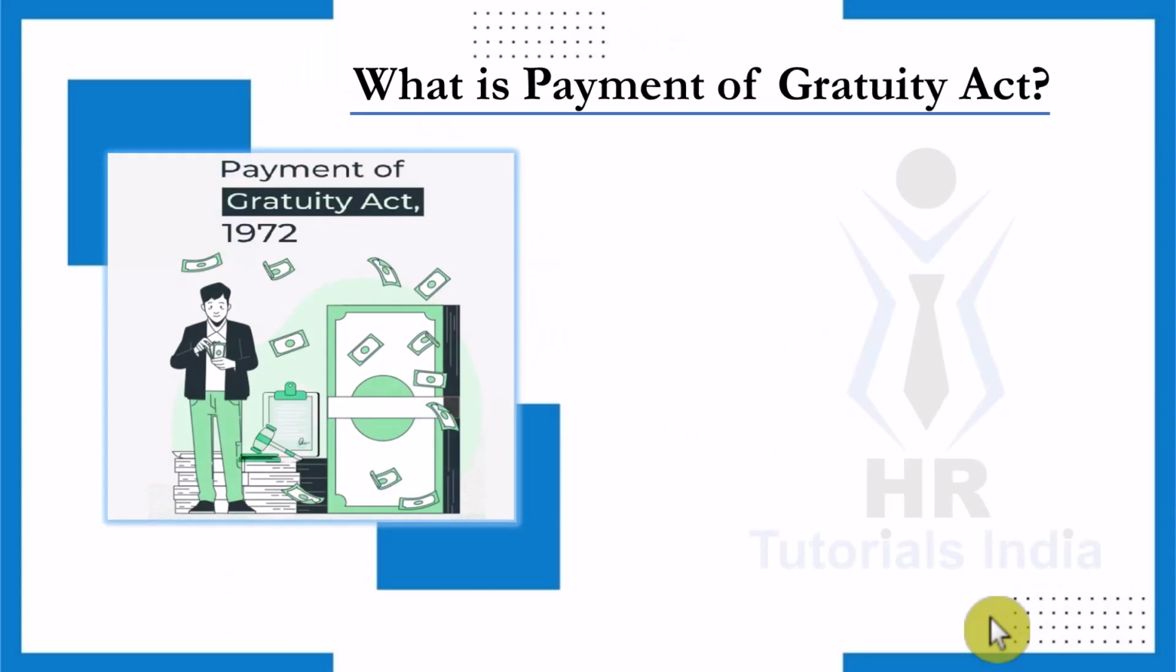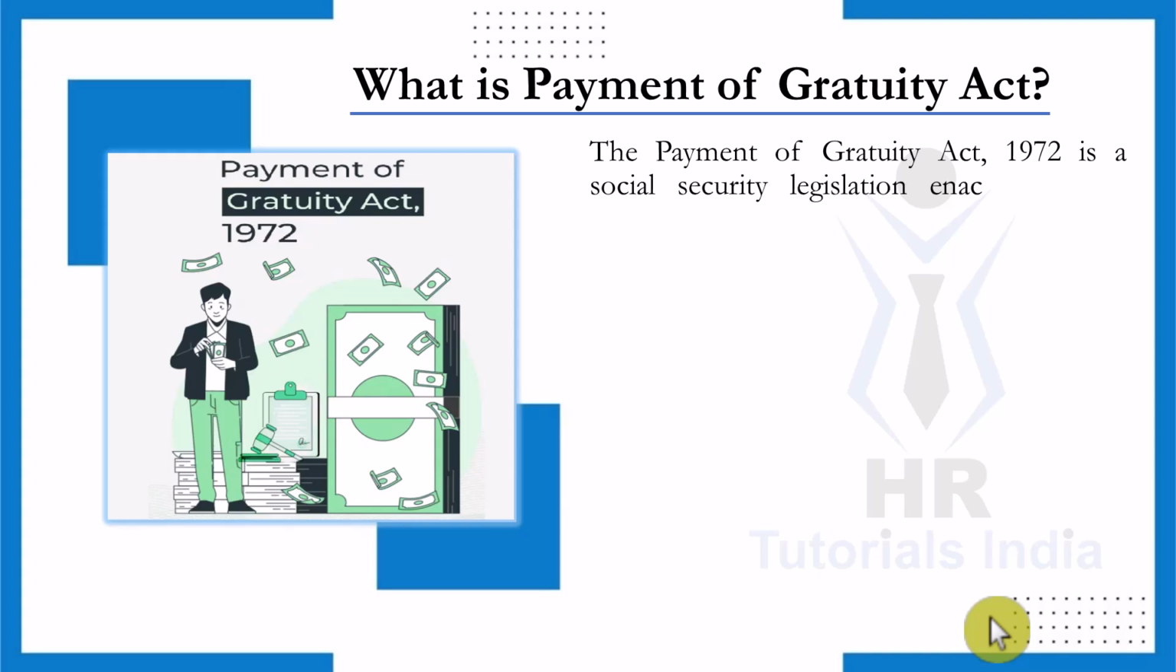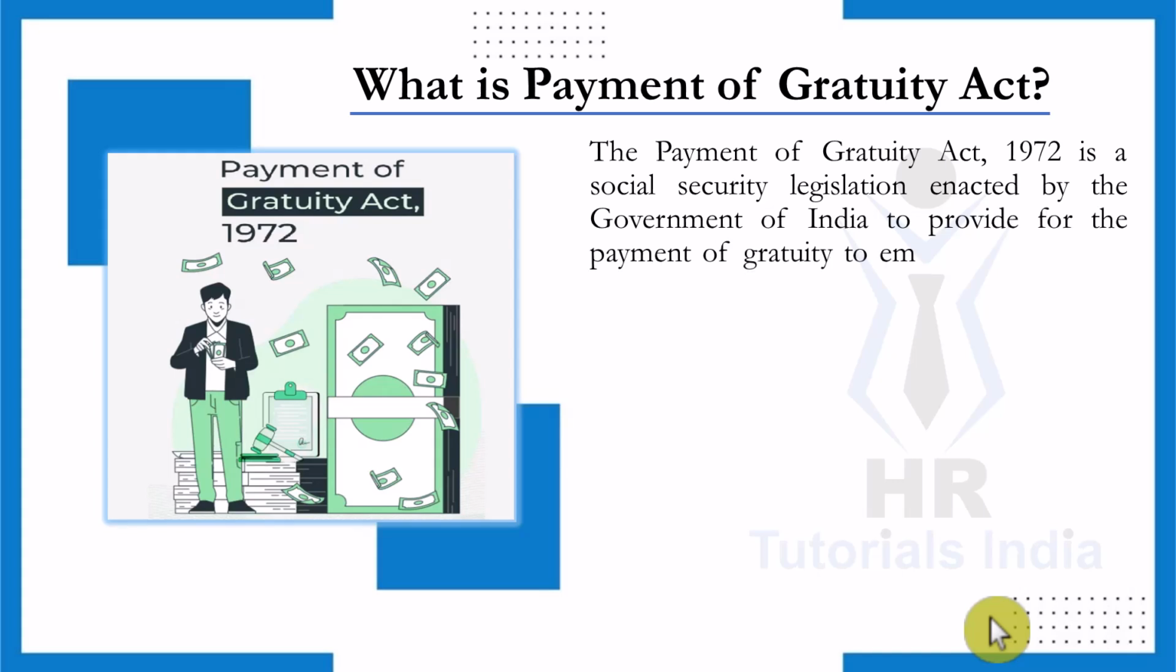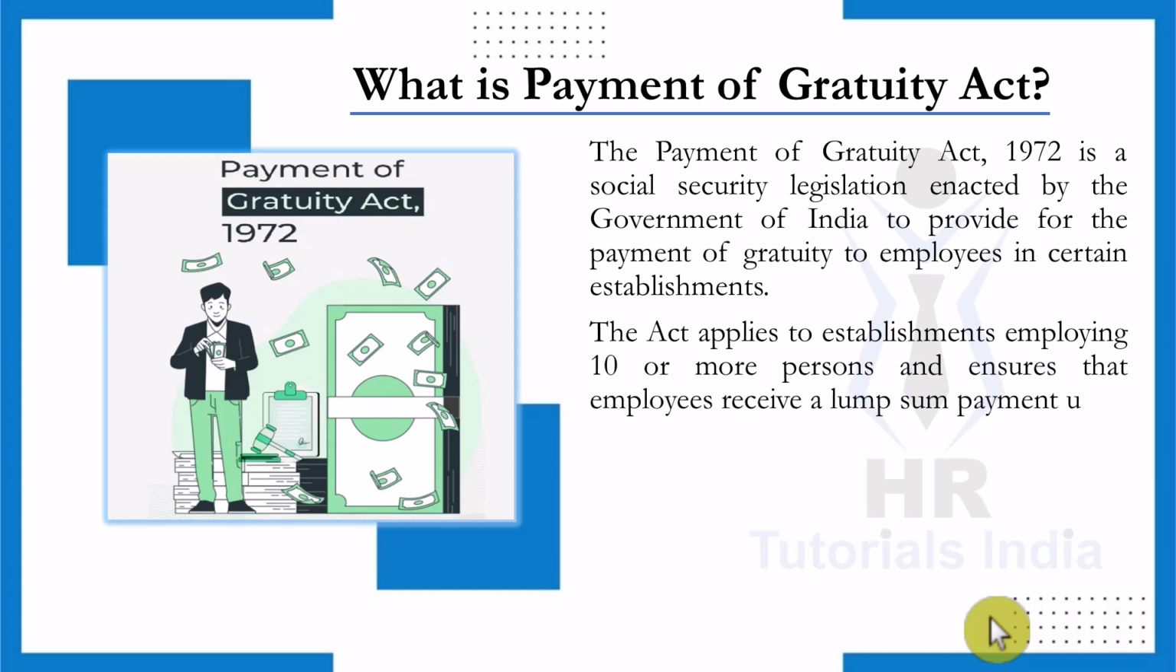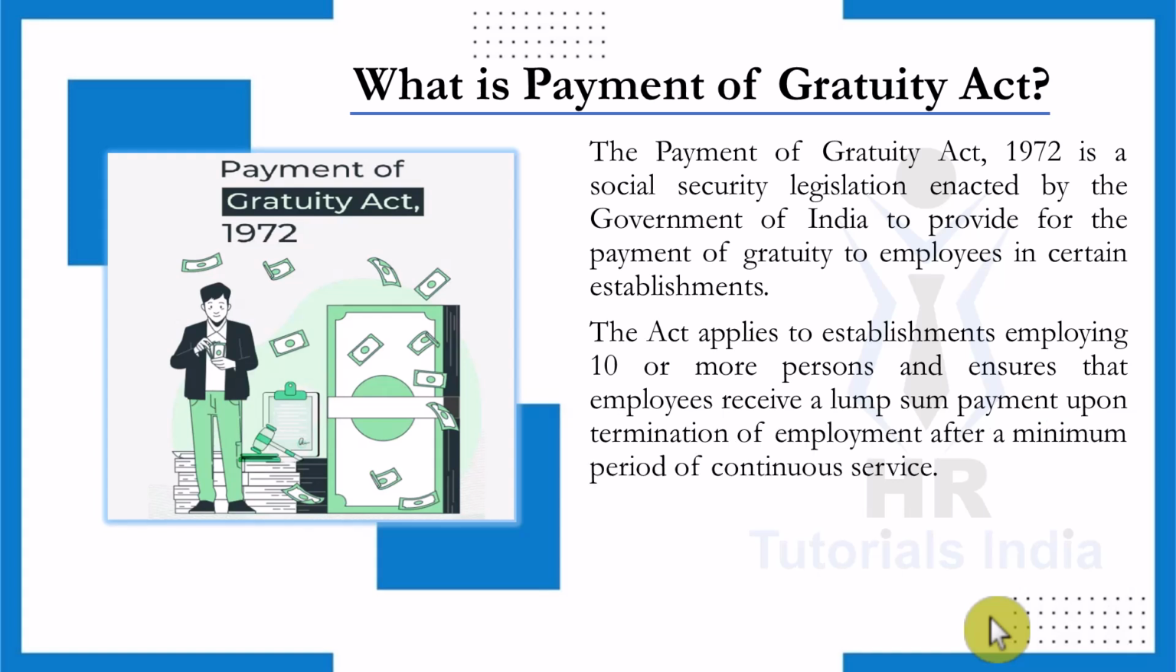Before getting to the video, let us understand what exactly the Payment of Gratuity Act is. The Payment of Gratuity Act 1972 is a social security legislation enacted by the Government of India to provide a financial safety net for employees working in certain establishments. It mandates the payment of gratuity, a lump sum benefit, to employees who have completed a specified period of continuous service. This act applies to establishments employing 10 or more employees and ensures that upon retirement, resignation or termination, employees receive a gratuity as a token of appreciation for their service. This act helps provide financial stability to employees during their life transitions.